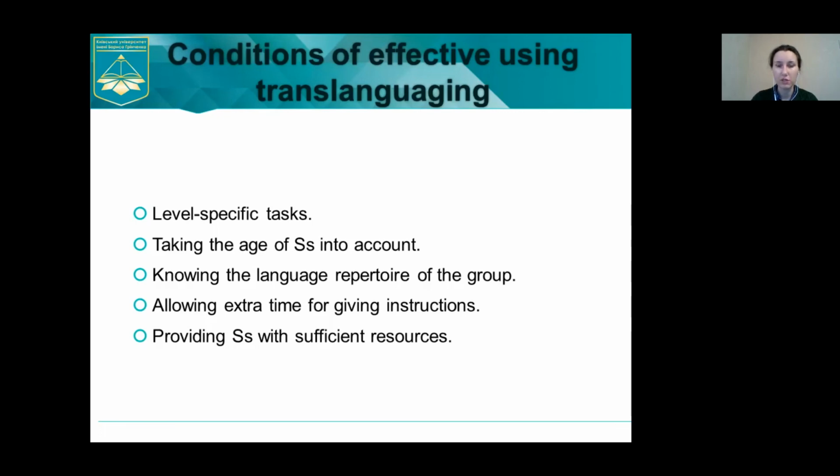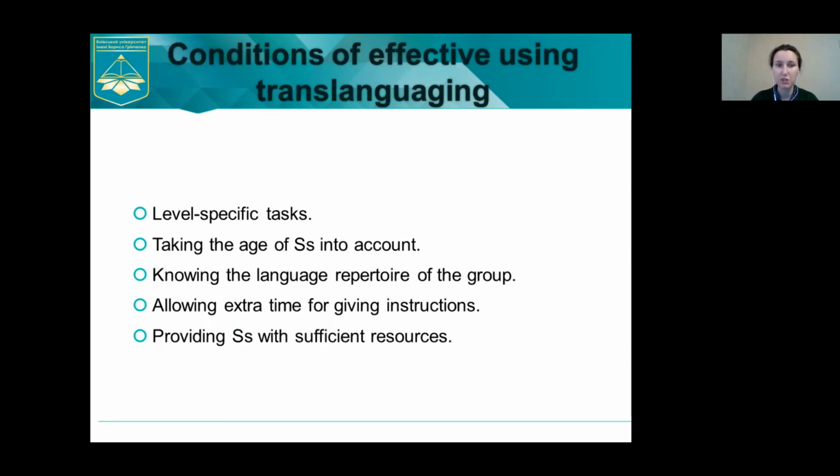The next condition is allowing extra time for giving instructions. When we're talking about different languages in one classroom and using translanguages effectively, we should take into account that for some of the students, multilingualism is better and is more developed on reading and on listening. And for some students, it's quite easier to speak in another language or to write something in another language. So we are talking about receptive and reproductive or productive multilingualism. So allowing some extra time for giving instruction, to paraphrasing them, to giving the example or showing with the teacher's actions, we can help students to relieve the stress and understand what the teacher means and what is expected from them.